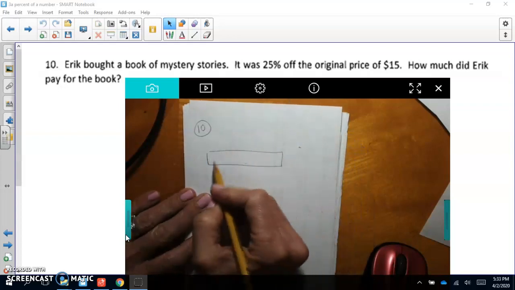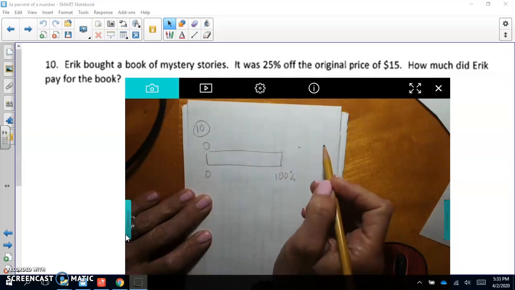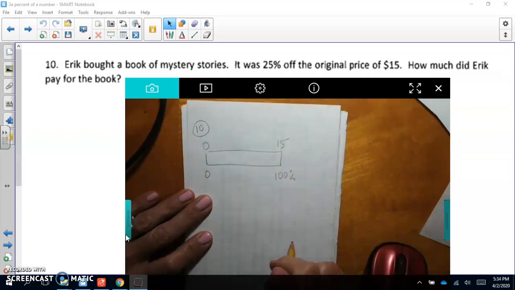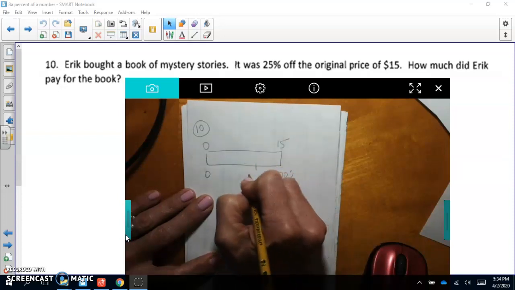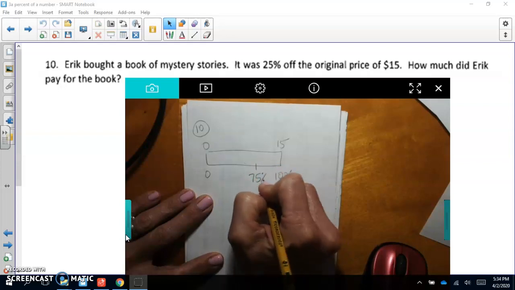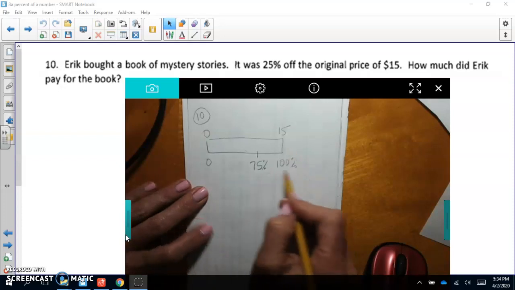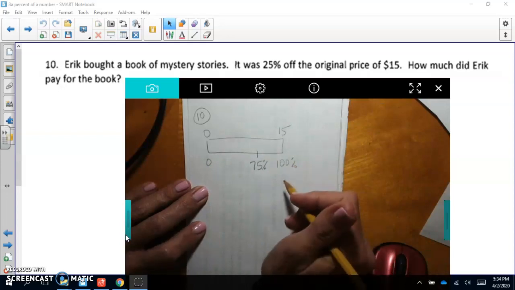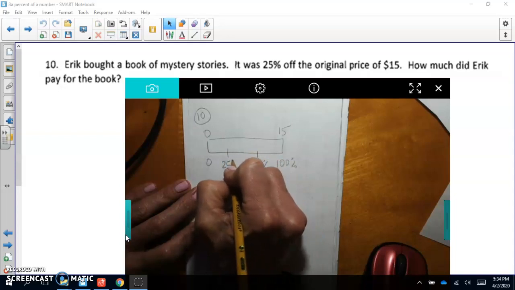Here's our percent box again, 0 to 100%, 0, and the original price was $15. Let's see, how much did Eric pay for the book? And it was 25% off. So that means he had to pay 75% of the book. So let's see what these two have in common. They both divide by 25, or we could divide by 4 to get to 25. Might be a great idea.